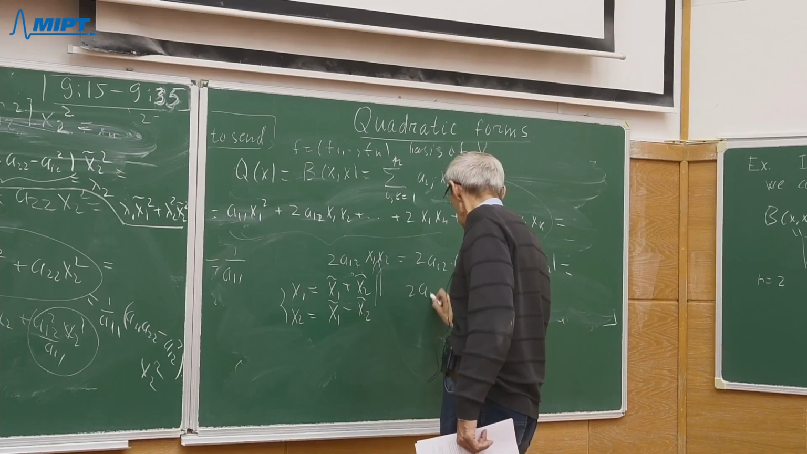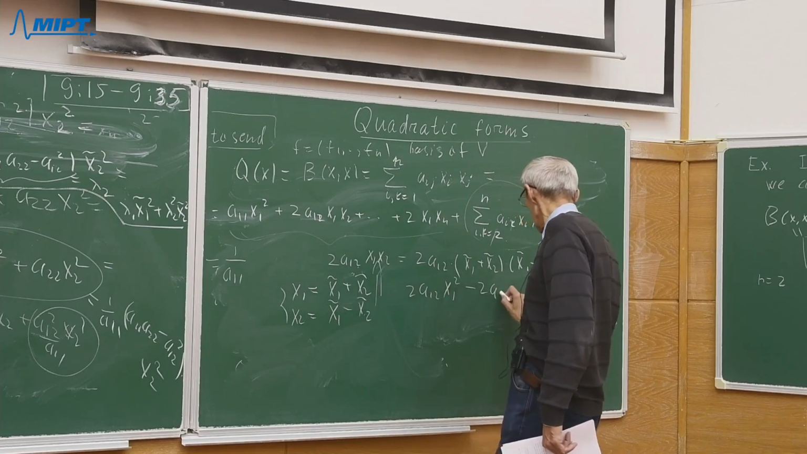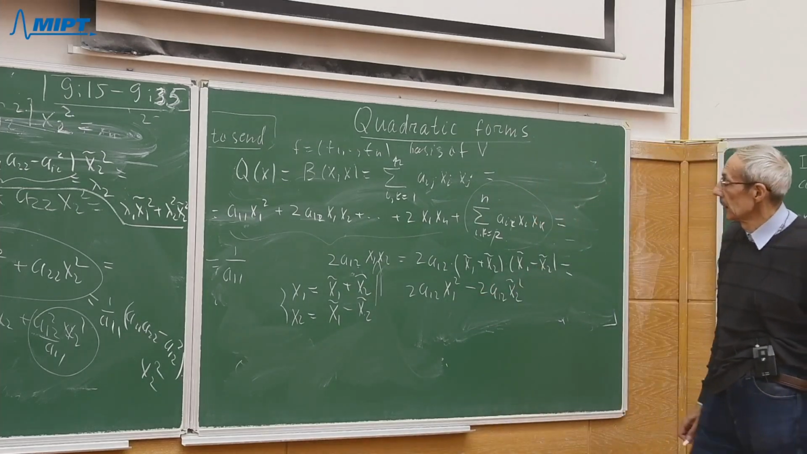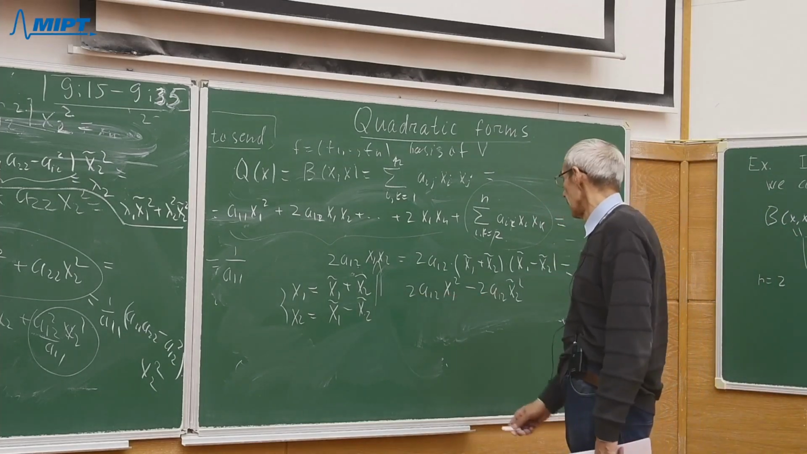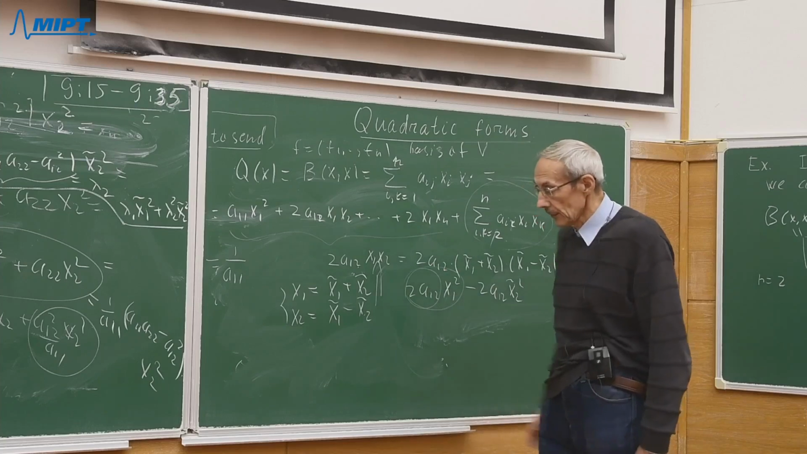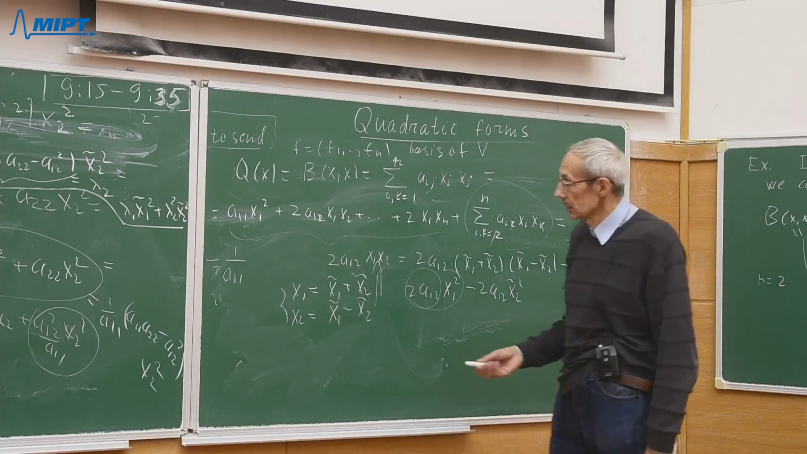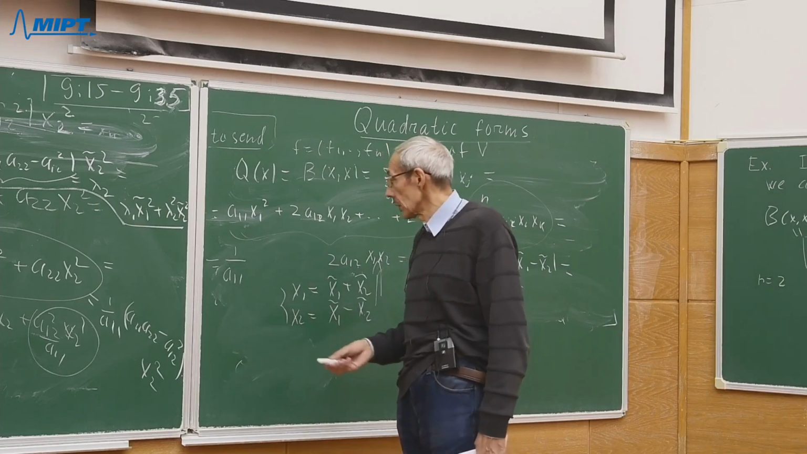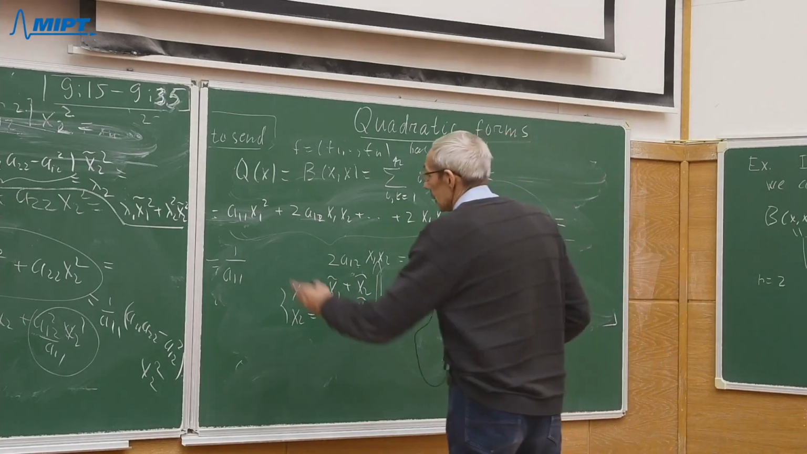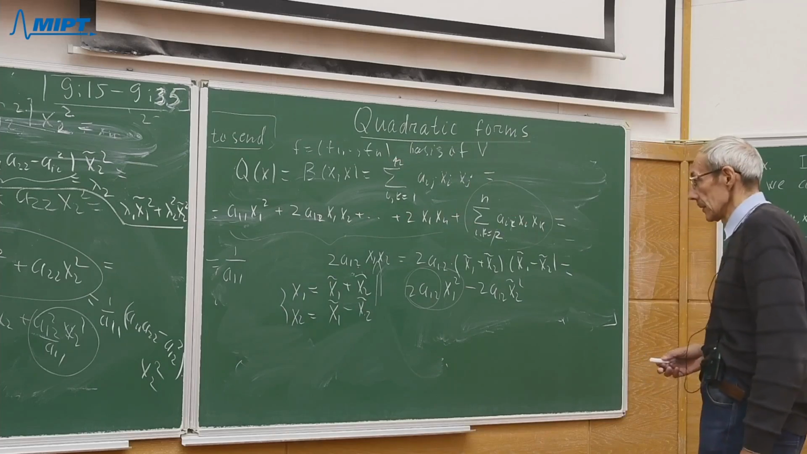And after evident transformation, we obtain the following expression, and we rewrite it as a difference of squares. And so we obtain that the coefficient of x1 square is not equal to zero. And we obtain the situation when the coefficient of one of the squares of the variables is not equal to zero. And we can apply our method to this situation.